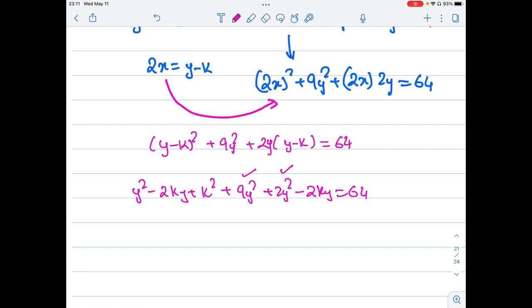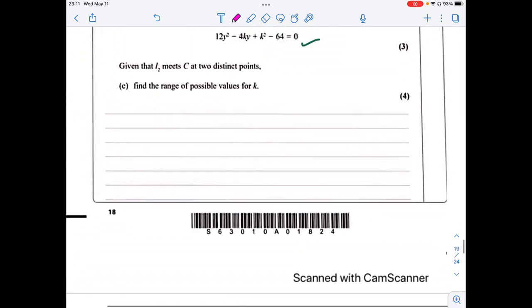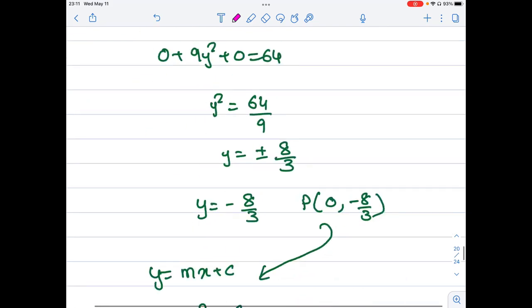9y square plus 2y square is 11. 11y square plus 1y square is 12y square. Then minus 2ky will become minus 4ky plus k square minus 64 equals 0. That is what we were asked to prove. Given that L2 meets the curve C at two distinct points, find the range of possible values of k.